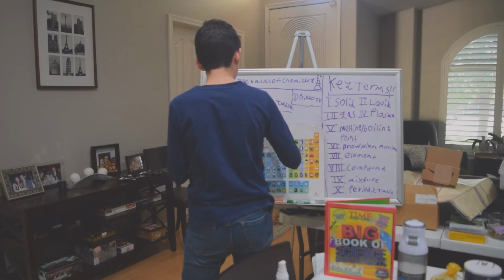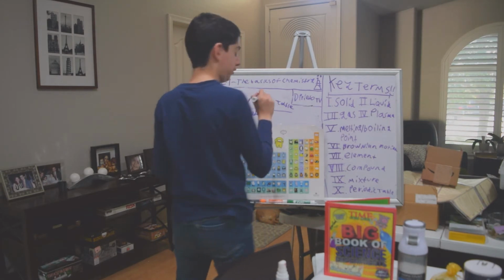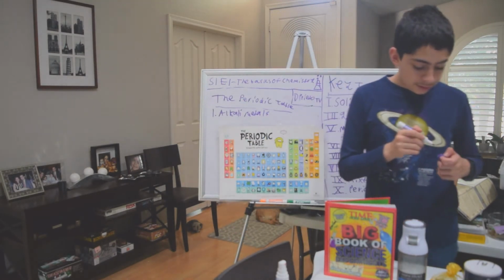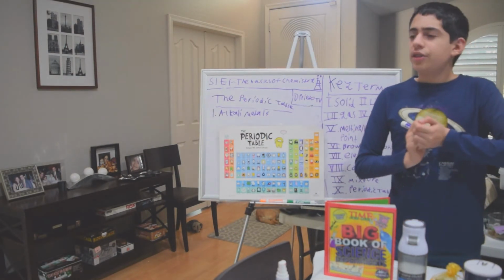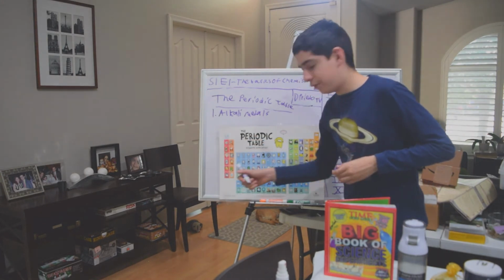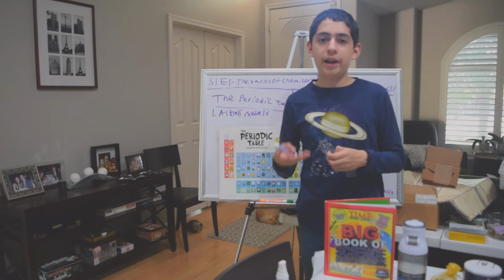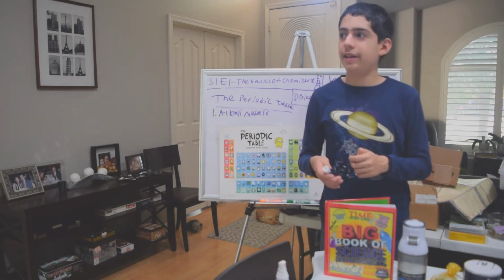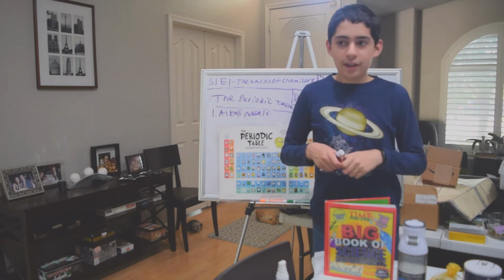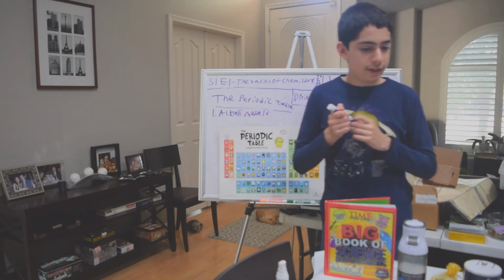Alkali metals. These metals are very notorious for blowing up. So basically these metals, lithium, sodium, potassium, rubidium, cesium, and francium, they all react with water and air. So usually they just start fizzing and then they catch on fire and then they blow up. That's basically how the alkali metals work.